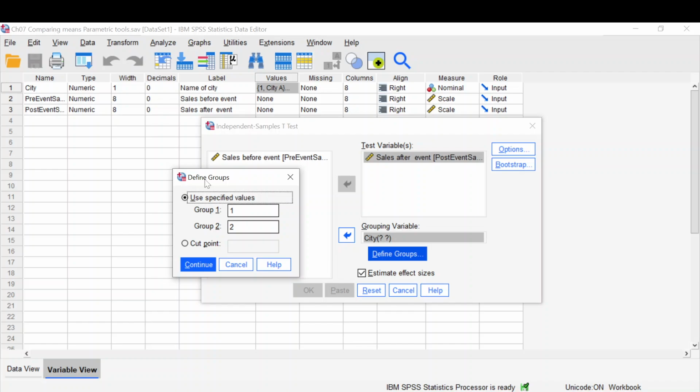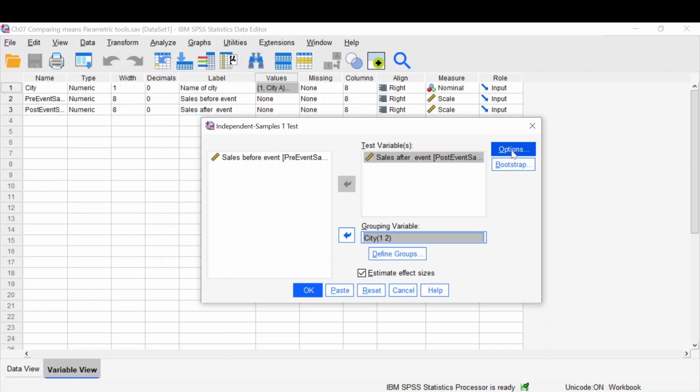We want to compare city A against city B, and those are labeled as 1 and 2 respectively in SPSS. So we're going to use our specified values. Group 1 is 1 and group 2 is 2, and then continue.